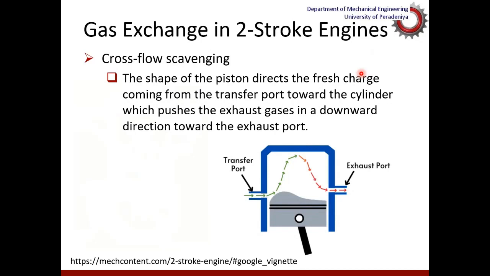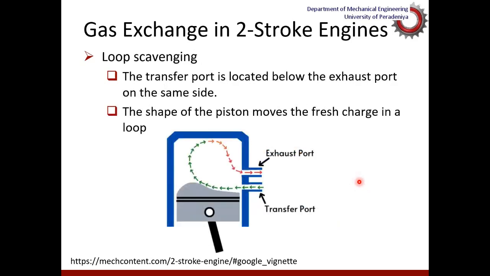One technology is the cross flow. That is what we just looked at in that animation. The incoming air or the air fuel mixture comes through the transfer port, and the shape of the piston enables the scavenging. The scavenging is a process where incoming air pushes the exhaust gas out of the system, and the flow is governed by the shape of the piston. In this cross-flow scavenging, you can see the transfer port is on one side of the engine and the exhaust port is on the other side of the engine.